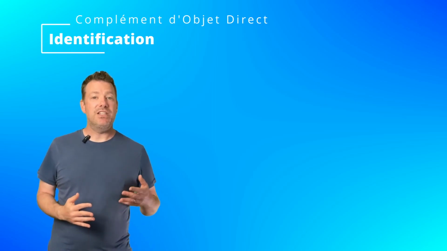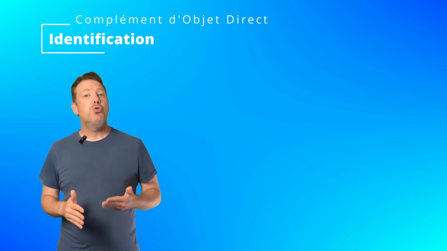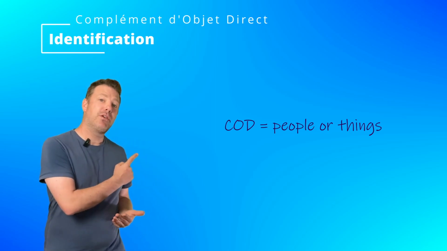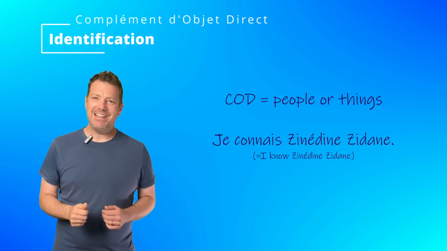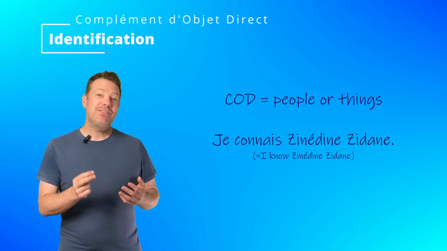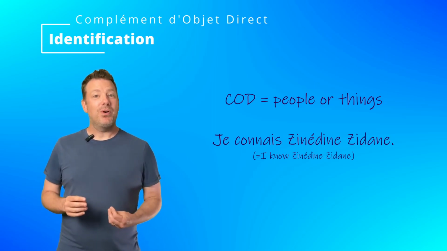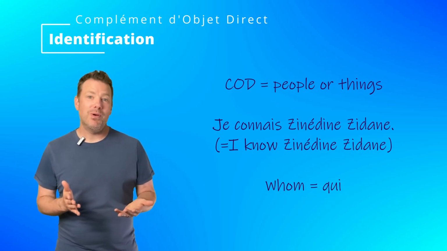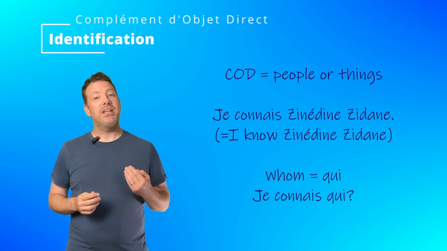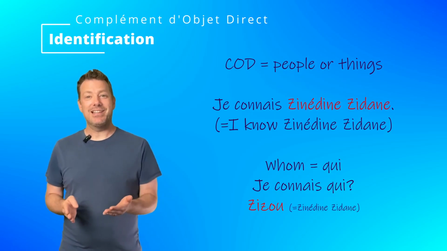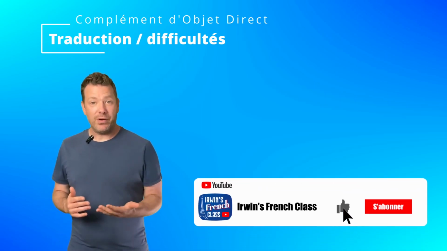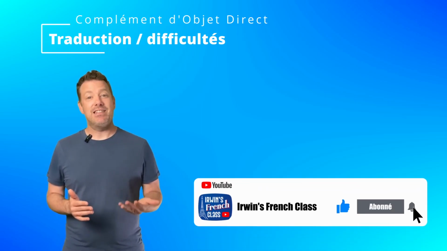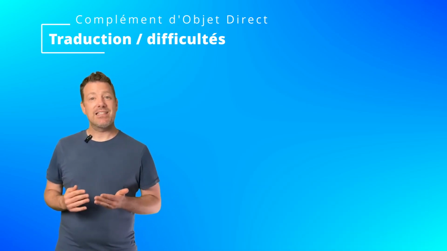But we said at the beginning of this video that COD could also be people. For example, if you consider that sentence, you can repeat it after me. Je connais Zinedine Zidane. I wish it was true. To identify the COD for people, ask the question qui, whom. And the question would be je connais qui? Zizou is the answer. So Zizou in here is the COD. In grammar, verbs allowing the use of direct objects are called transitive direct. So transitif direct en français.